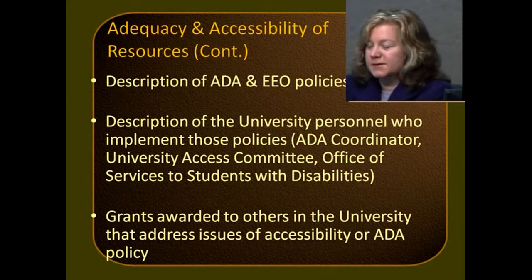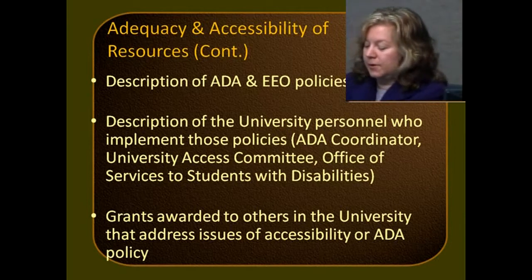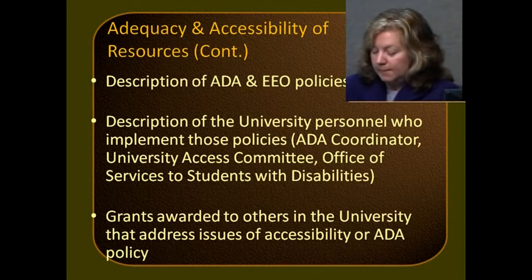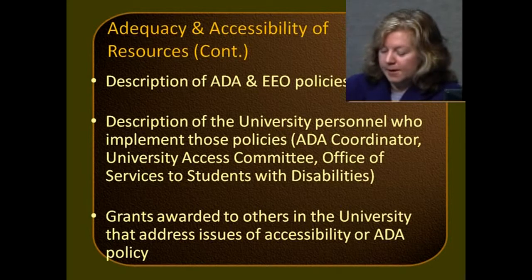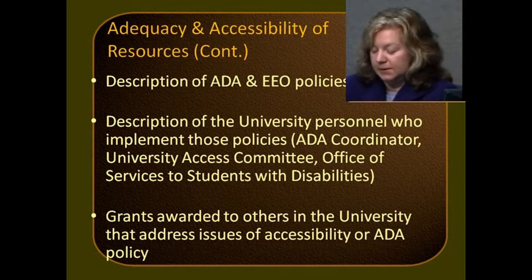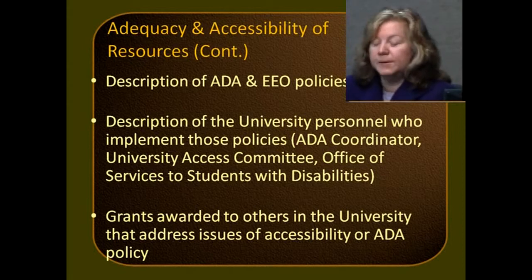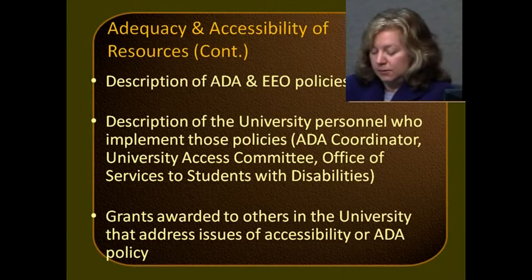Another section of this part of the selection criteria is on the accessibility of the resources. So we've talked about the adequacy of the resources. Now I want to talk a little bit about the accessibility. So I'm talking about compliance with the Americans with Disabilities Act, as well as Sections 503 and 504 of the Rehab Act of 1973, which will be important to mention here. Does your entity or university have an ADA coordinator?